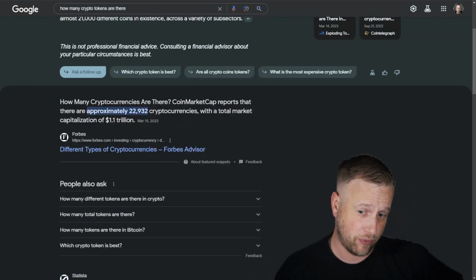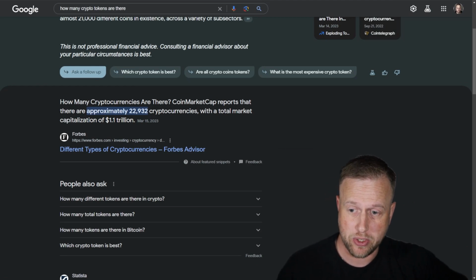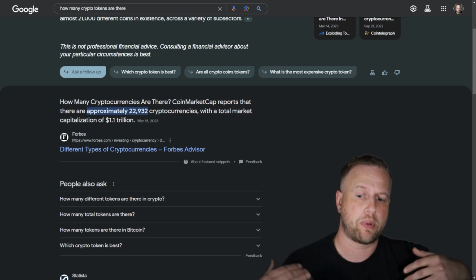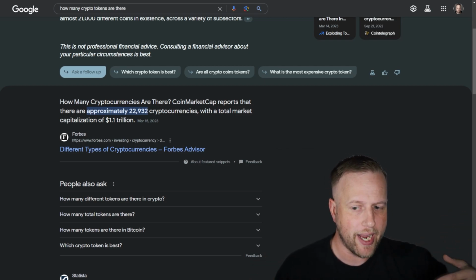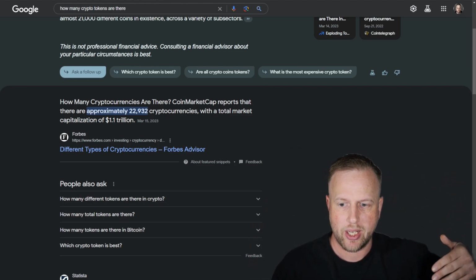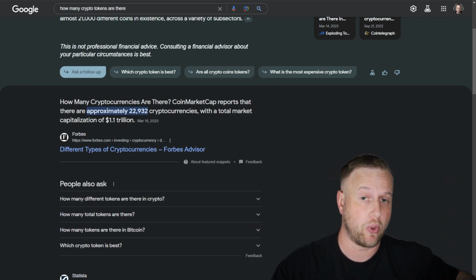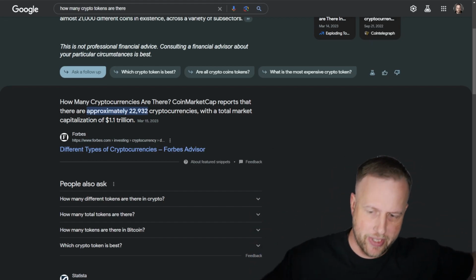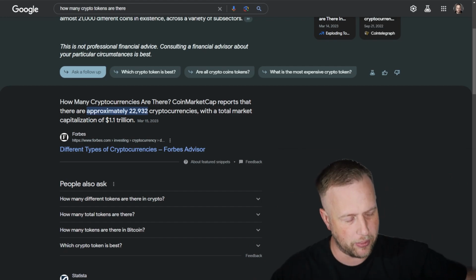According to Forbes, on March 15th of 2023, there were 22,932 cryptos. There's probably realistically a lot more than that. I don't know what they're including, right? That's just what CoinMarketCap is reporting. But take Uniswap and a lot of the L2s and different ecosystems, it's considerably more than that.